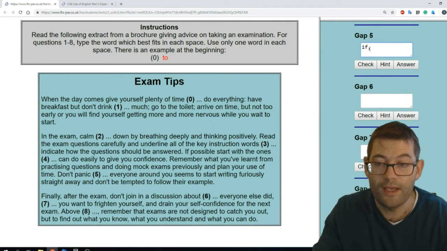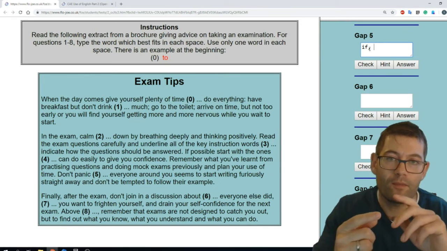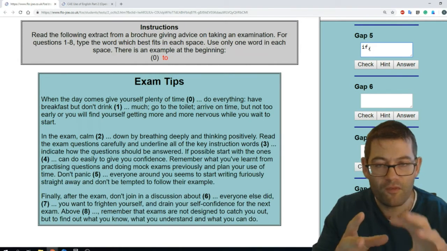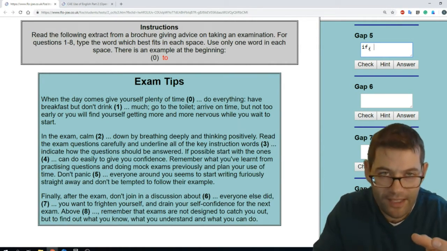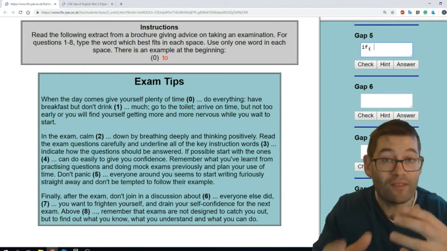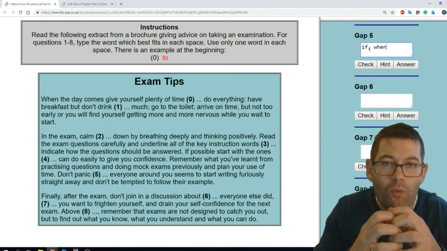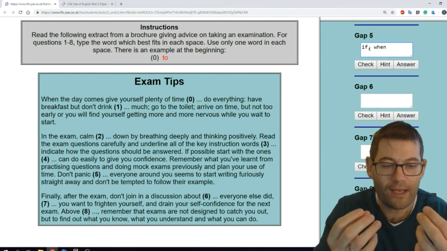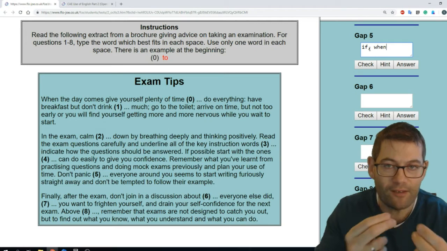Not a problem. Don't panic if everyone around you seems to start writing furiously. But we're also talking about, or rather the context of this article seems to be suggesting the future, but certainty, something that will happen in the future. And if that's the case, in that particular context, we can also say when. Now, we've got to be careful because if and when are not true synonyms. We can't just swap if and when.